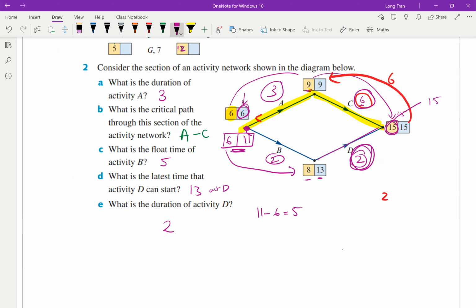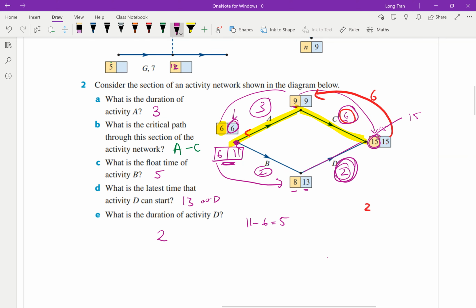Okay, and that's how I would go about it. But hopefully, as I'm describing it, you're starting to get the feel of it. I'm going to do the other questions as well and try to run through it before I go through solutions, and that way you learn a bit better with EST, LST, duration, float time, and critical path.